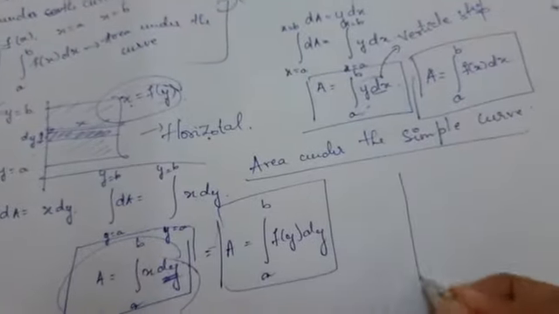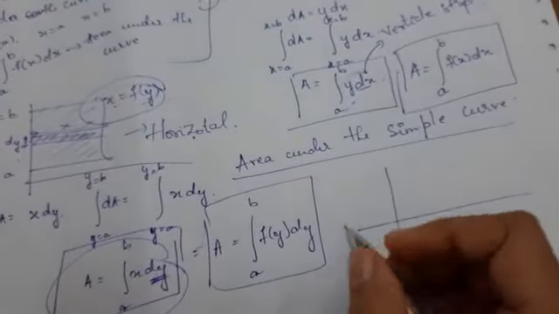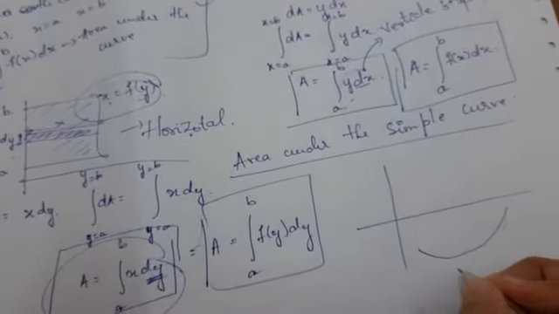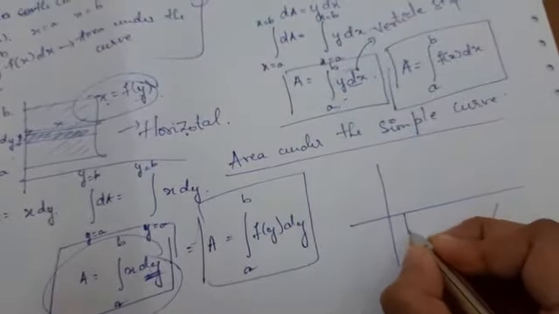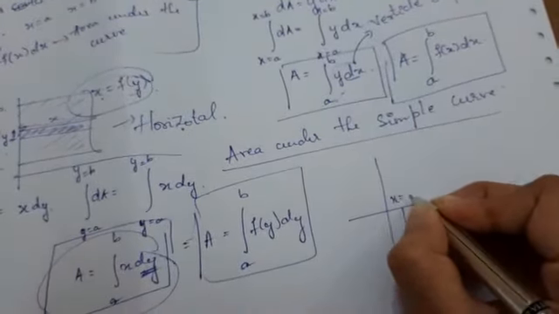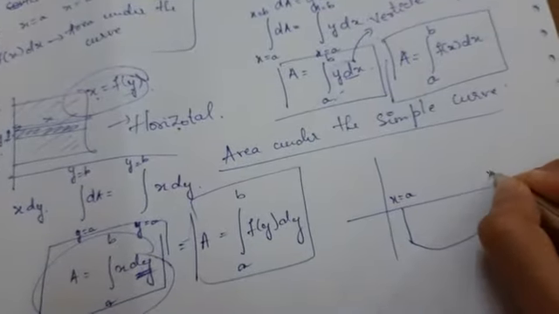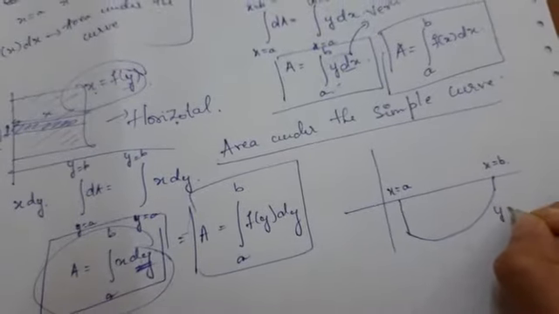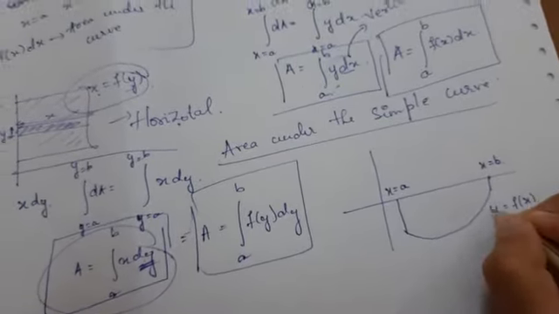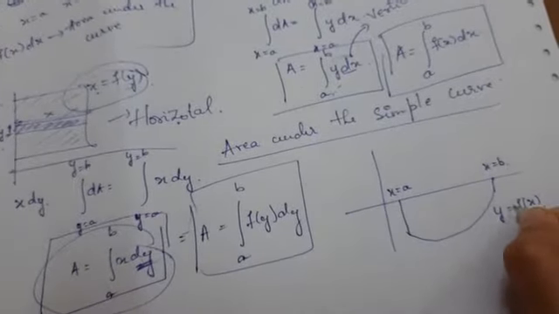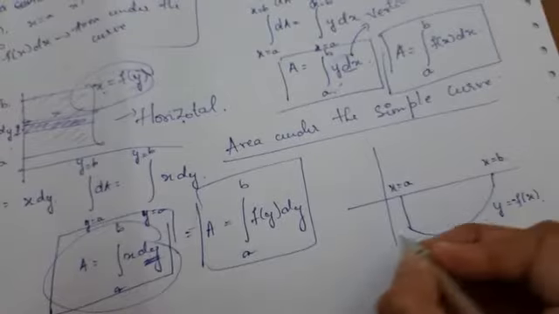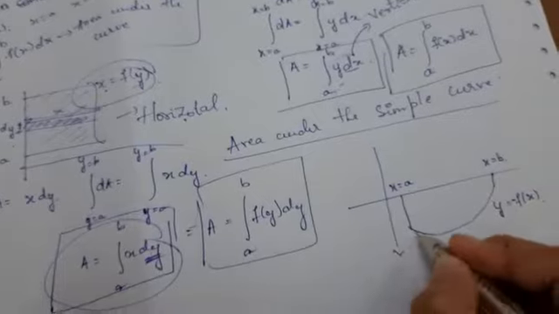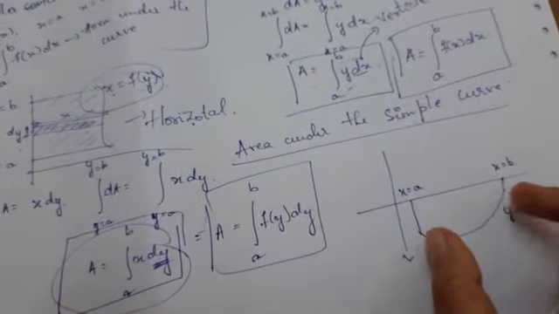Suppose there is a function such that the curve is lying here, and we need to find the area under this curve. So obviously this is our x is equal to a, and this is our x is equal to b, and this is our function y is equal to f of x. Clearly here y is equal to f of x is negative because it is lying in the fourth quadrant, and here our y is obviously negative. Whatever value of y we are going to get, it is negative here.